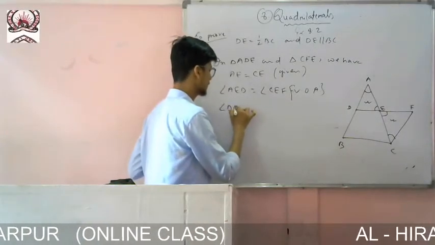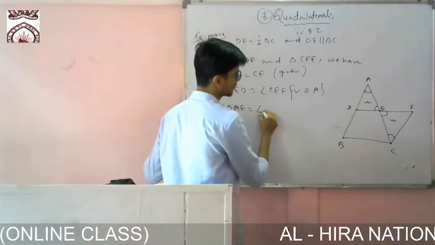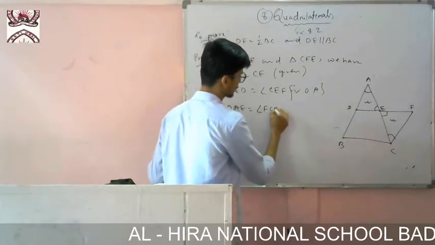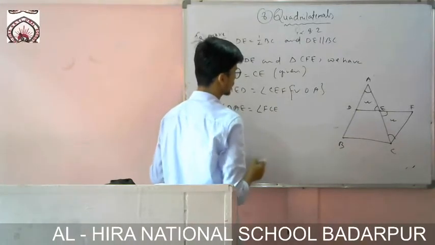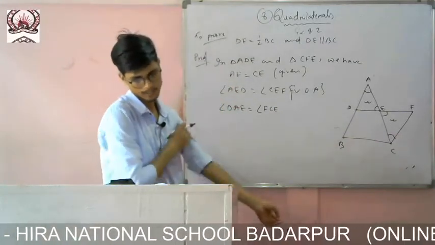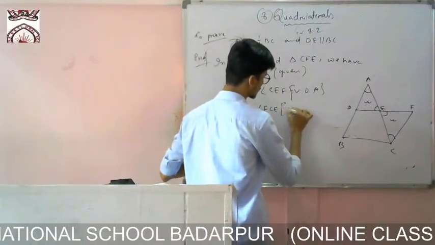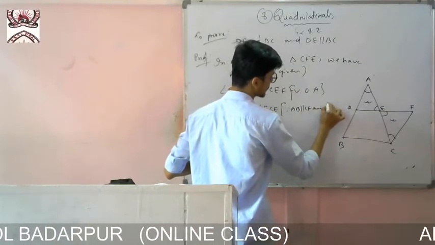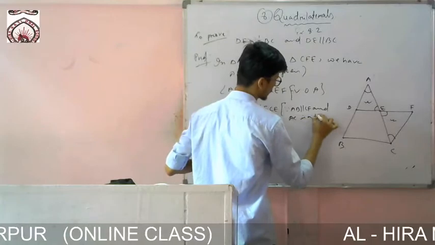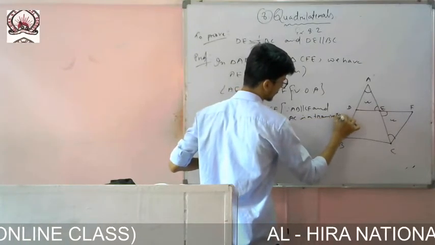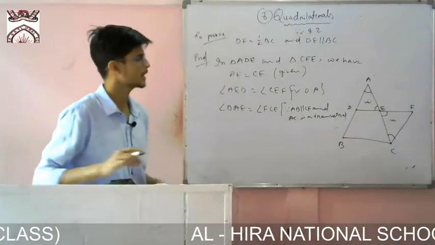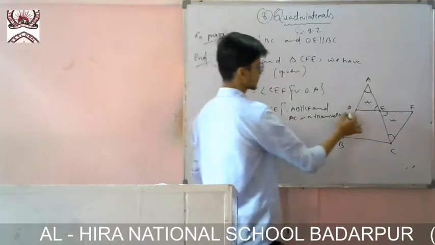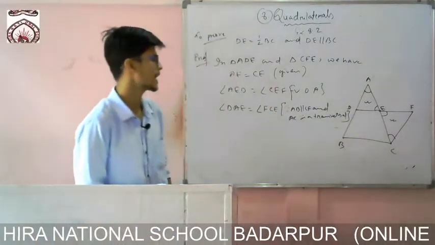and angle DAE is equal to angle FCE. Okay, DAE is equal to angle FCE. You can write your reason: since AB is parallel to CF and AC is a transversal. Since AB is parallel to CF and AC is a transversal, that means these two angles are equal because they are alternate angles.